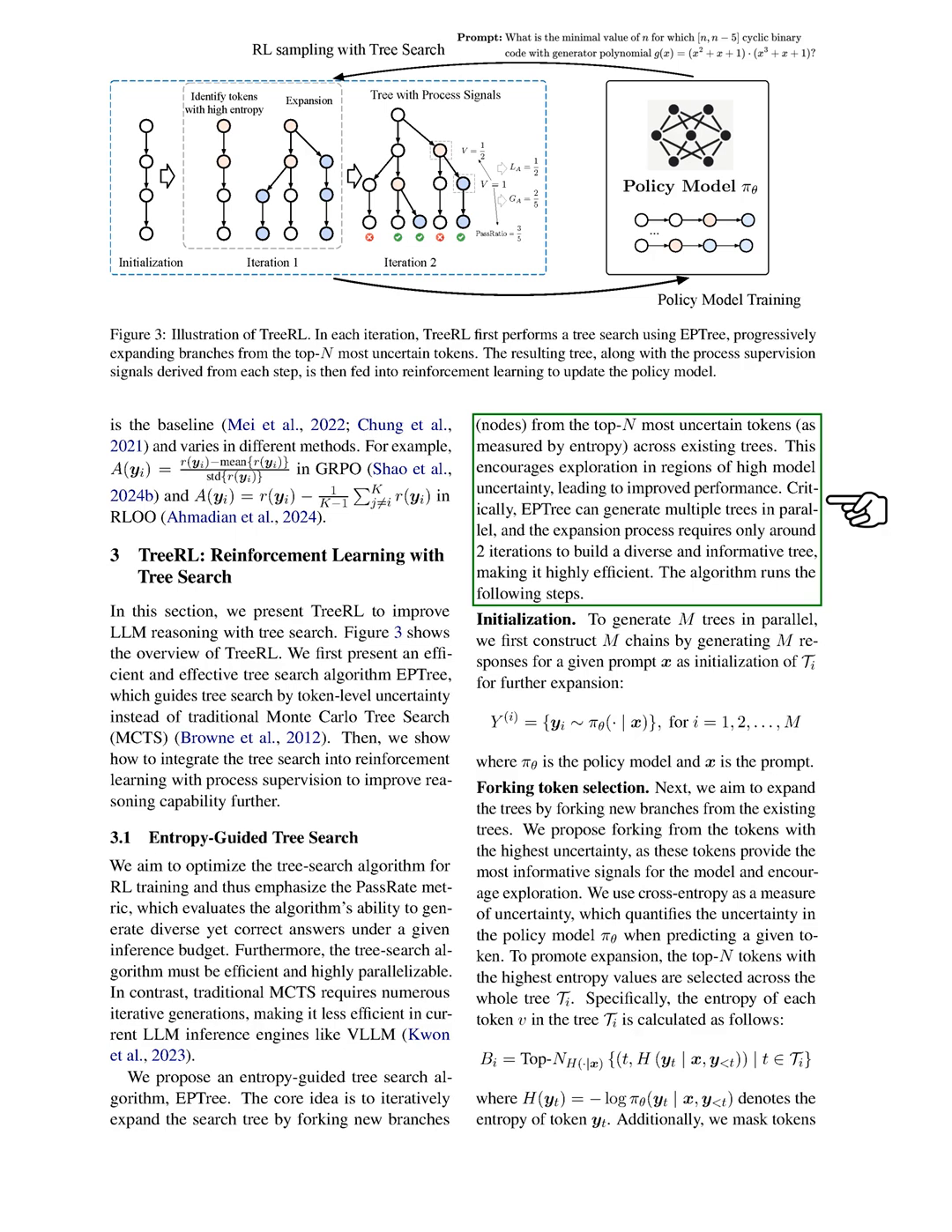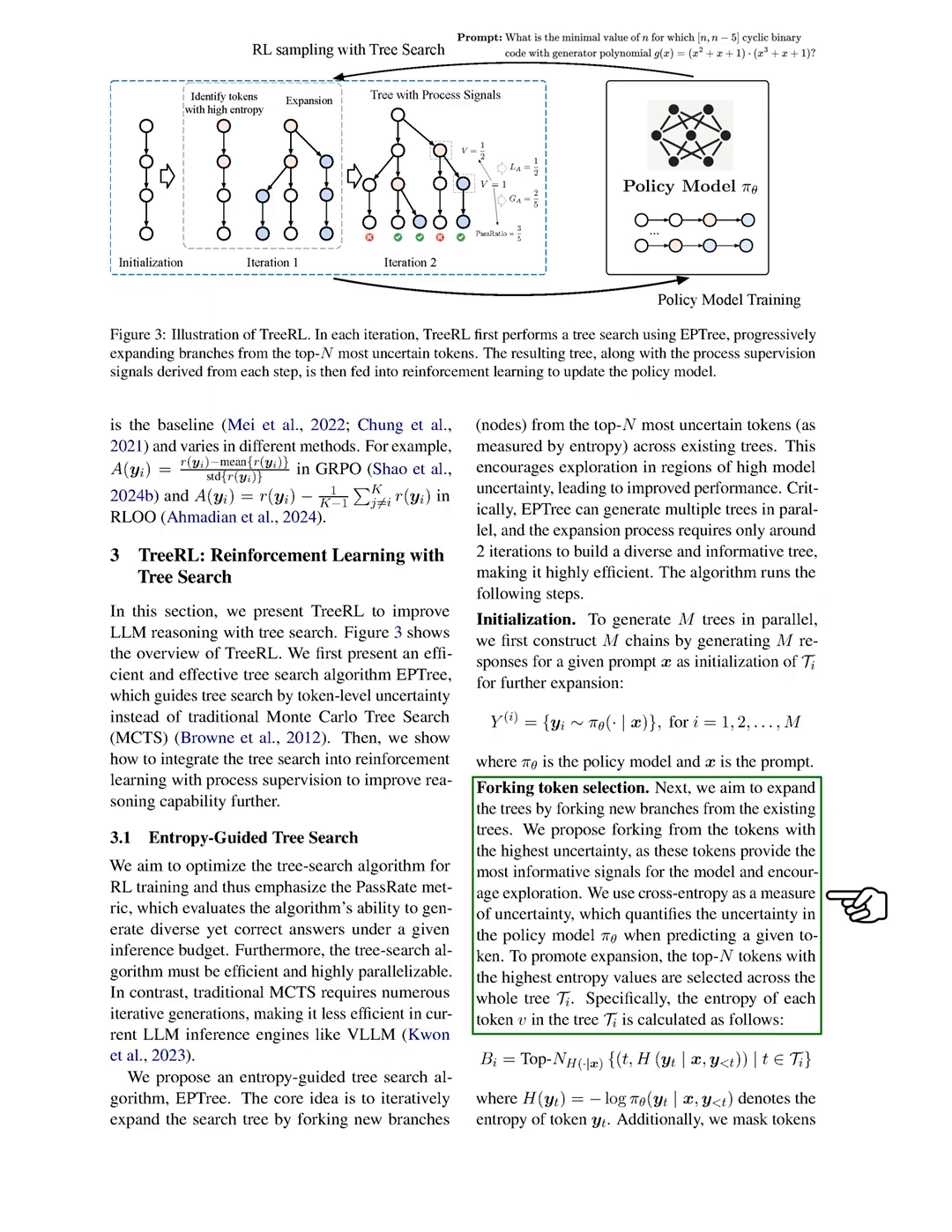1. Initialization. We start by creating multiple trees in parallel. For a given prompt, we generate several responses to initialize each tree. 2. Forking token selection. We then expand the trees by forking new branches from the tokens that show the highest uncertainty. We measure this uncertainty using cross-entropy, which helps us identify the most informative tokens. We select the top uncertain tokens across the entire tree and avoid tokens near the end of sequences to encourage exploration of different reasoning paths.